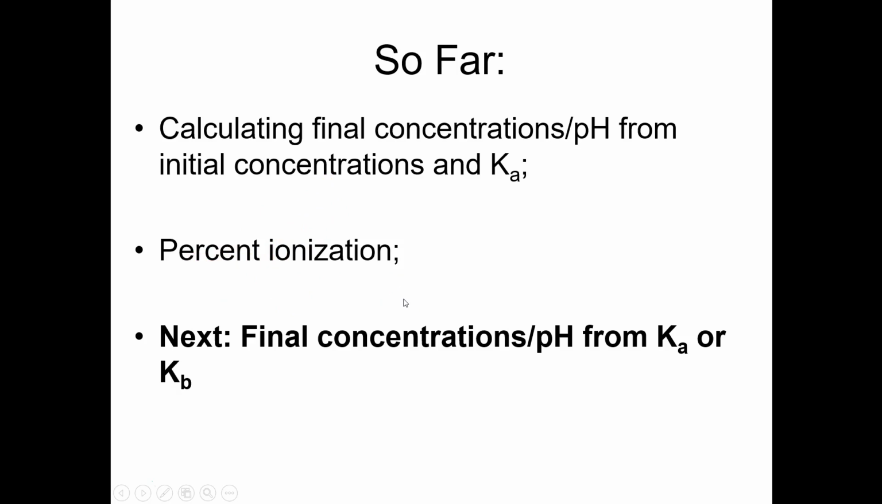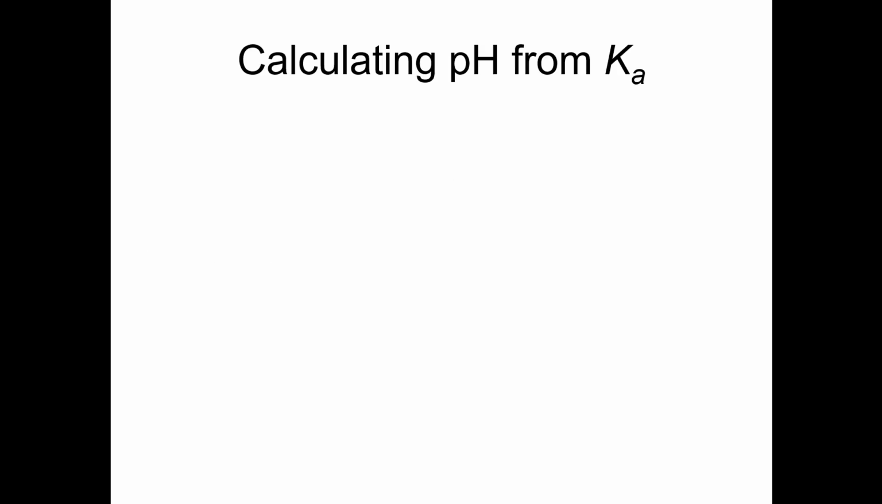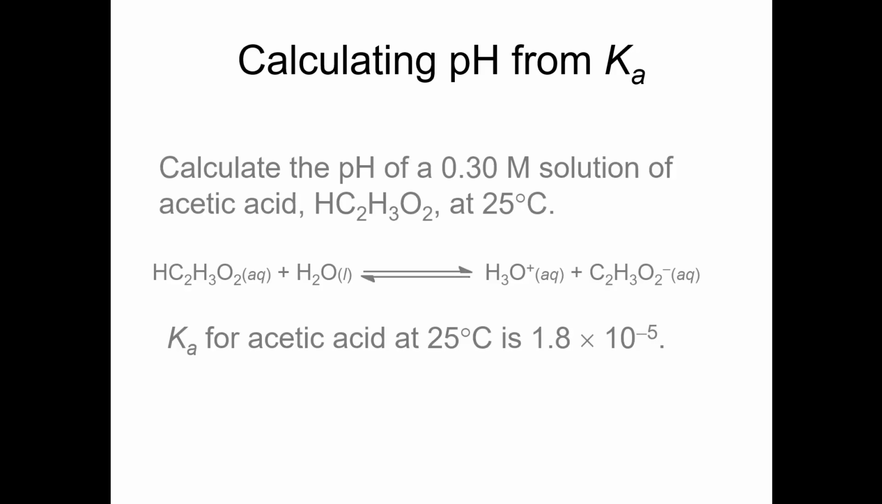The last thing to do here, and the subject of this video, is to calculate final concentrations and therefore the pH if we know initial concentrations, and Ka if it's an acid ionization reaction, Kb if it's a base ionization reaction. So hopefully this is going to be fairly short. I'll just go through how to do this, and then we'll spend some time in class working on it. But what would a typical problem like that look like?